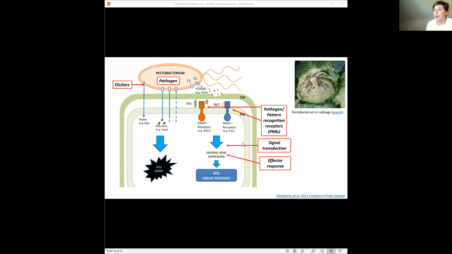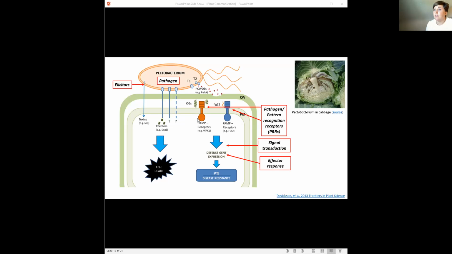This is just a really good diagram of how cells respond to pathogen attack via pathogen recognition receptors. To orient you, the plant is shown in green. You can see the plasma membrane, that's PM, as well as the cell wall, which is CW. You can see the plant's pathogen recognition receptors, or PRRs, as well as the pathogen, with numerous molecules that serve as elicitors, or ligands, that bind to the plant's pattern recognition receptors and therefore stimulate the plant's response to attack.